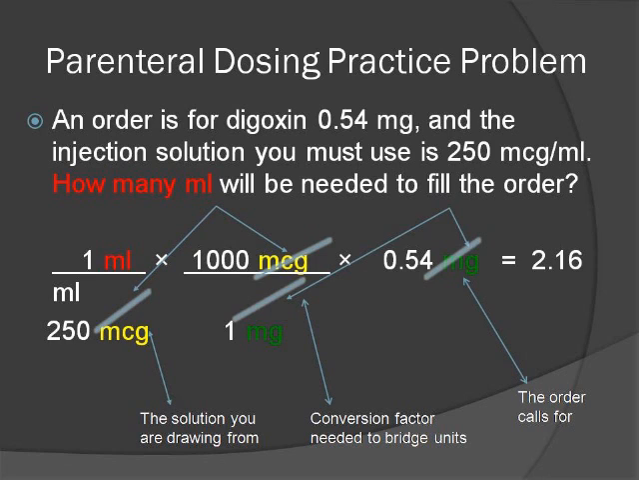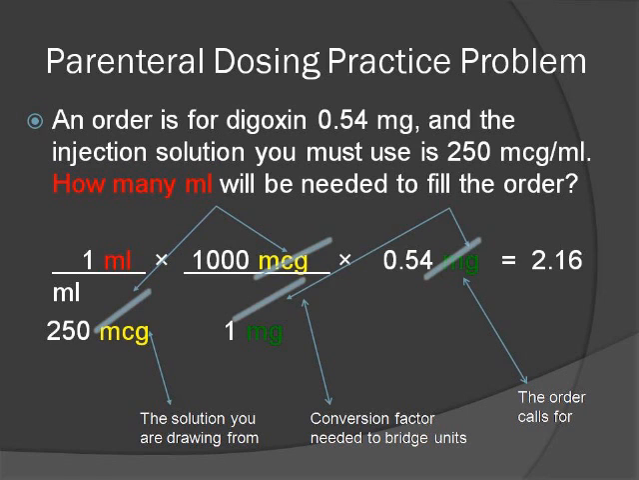So I had mentioned that some people just like to go all the way across, and that's fine. So in that case, you would just do 1 times 1,000 times 0.54, and then divide by 250 and divide by 1. You'll still get the 2.16 milliliters.